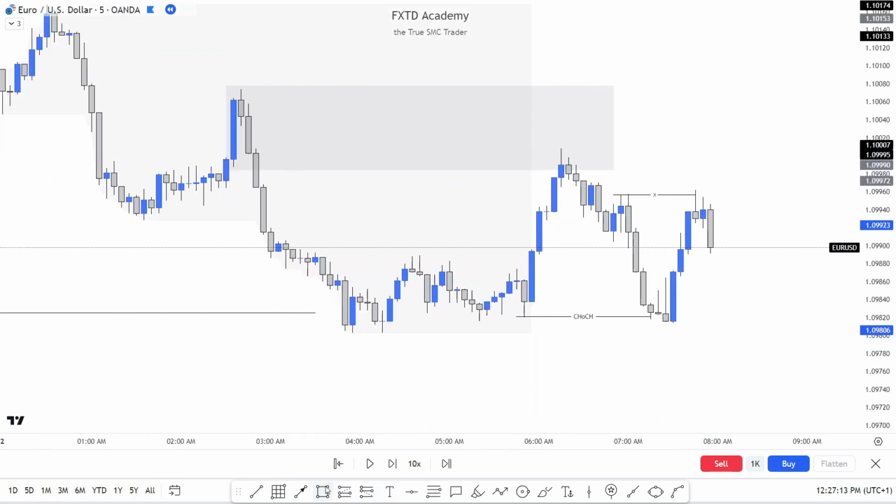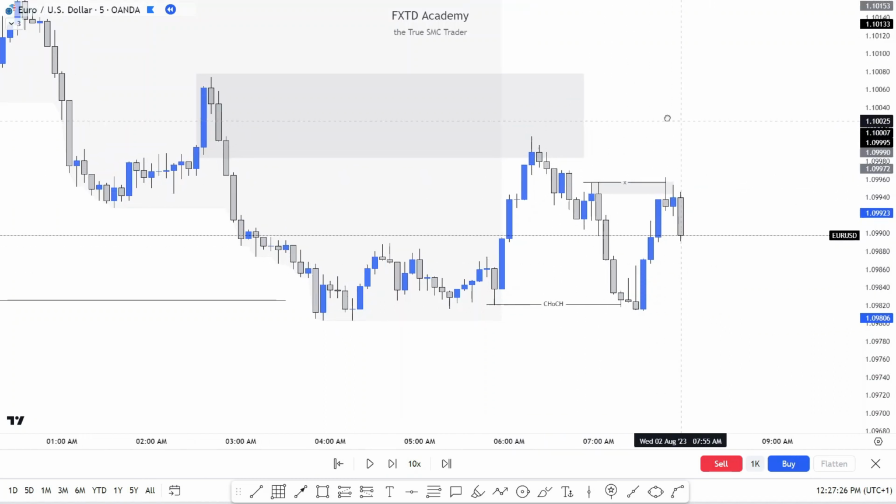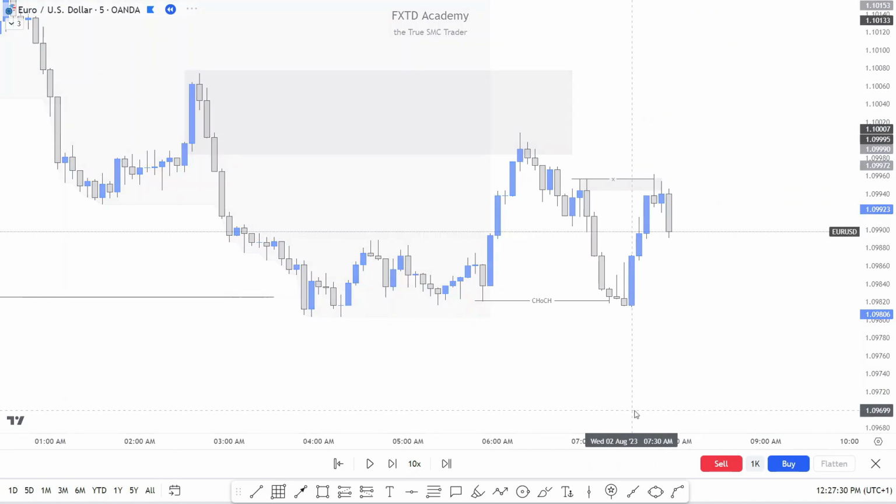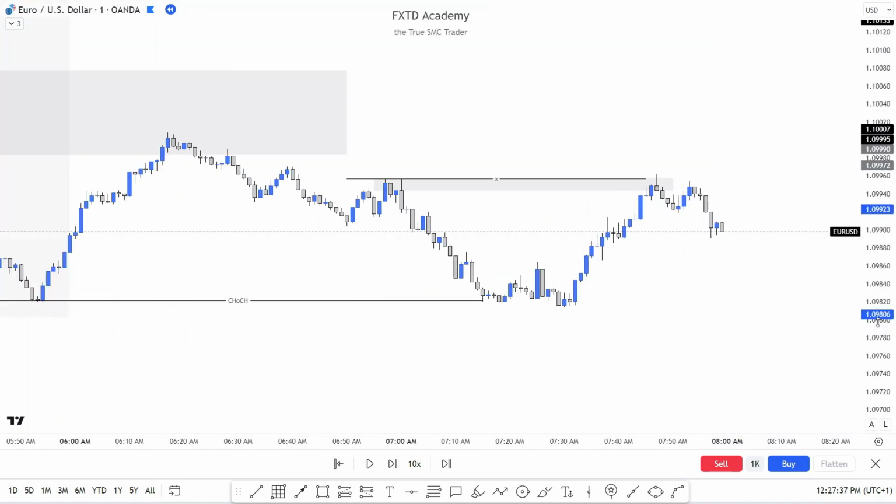So in this case, what I did was I actually drew this wick, because in this whole zone, there is no other area which has not been mitigated and which is as valid as this. So in this whole zone, this is the most valid one, right? And we already have our change of character here. So if we go to the 1-minute time frame, what do we find? On the 1-minute time frame, this is what we get, right?